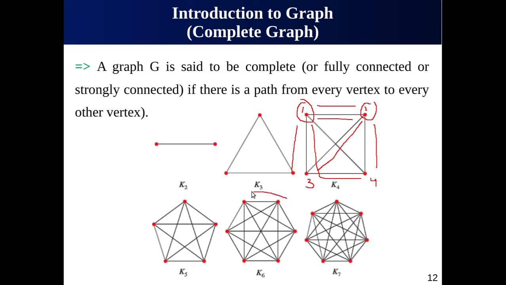Consider this mesh topology, this graph, and consider this is our source and this is our destination. Is there a path available between these two vertices? Let us see. Yes, actually we have more than one path available, but at least one path must be there between any two vertices. If that is true, then we can say this is a complete graph. Complete graphs are also known as fully connected graphs or strongly connected graphs. These are the other names used to refer to complete graphs.